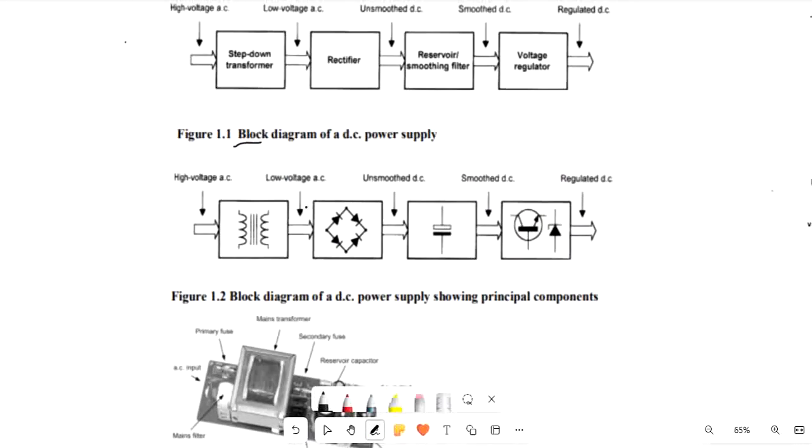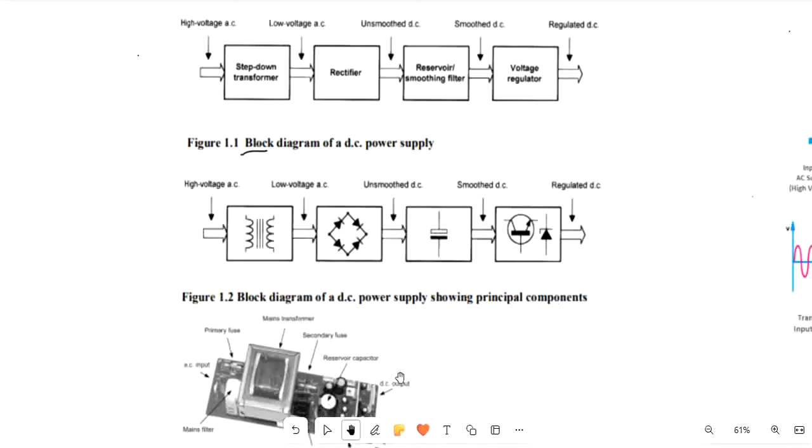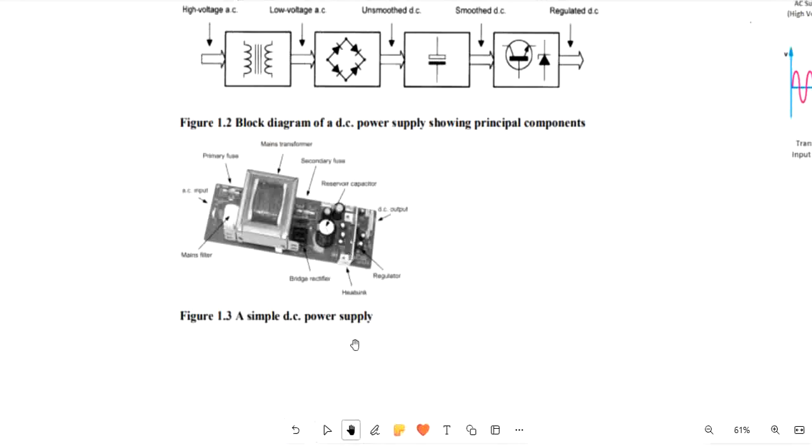This was the block diagram. The second diagram is a block diagram of a DC power supply showing the principal components. This is the symbol of the step down transformer, and this is the symbol of the rectifier. Here they are using a bridge rectifier with 4 diodes. This is the symbol of the filter, that is the smoothing filter, usually a capacitor. And this is the symbol of the voltage regulator, which is the Zener diode symbol. These are the principal components of the DC supply.